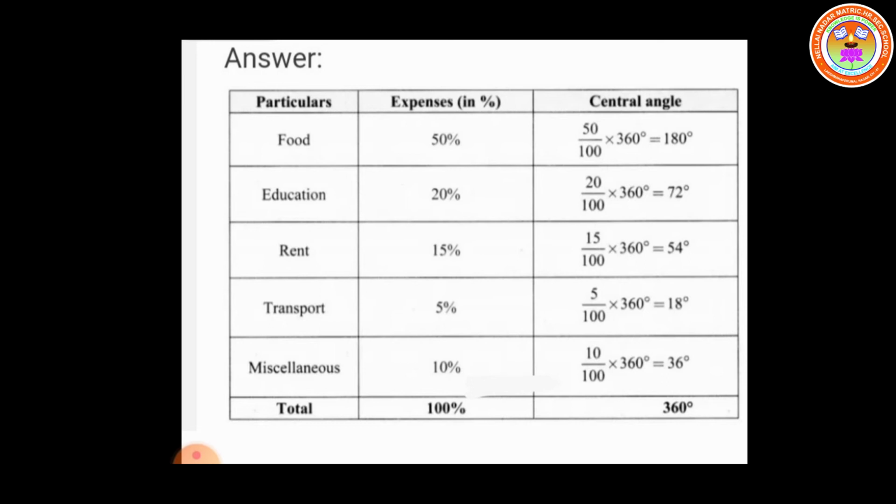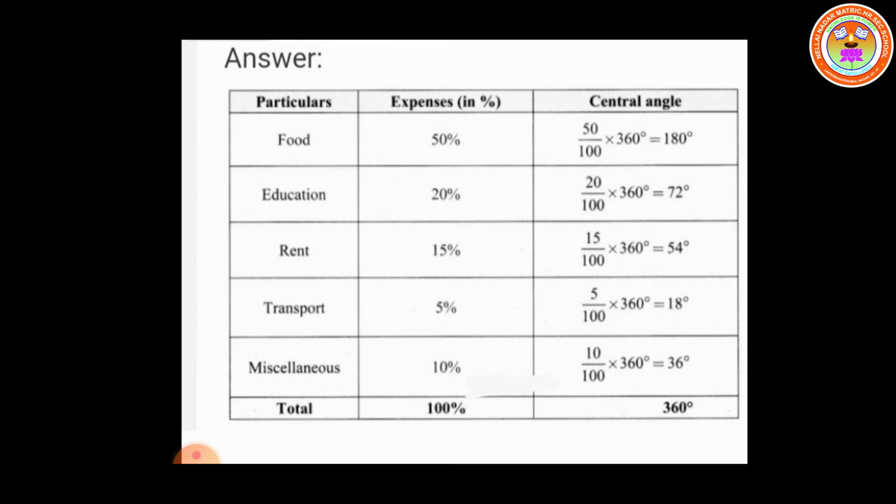First one, for food: 50 divided by total 100 into 360 degree, which gives 180 degree. For education, the central angle is 20 by 100 into 360 degree, which gives 72 degree. For rent, the central angle is 15 by 100 into 360 degree, which gives 54 degree.